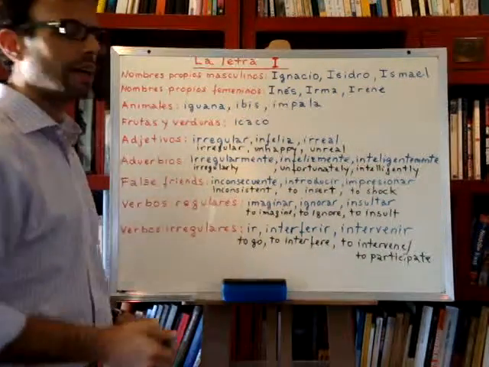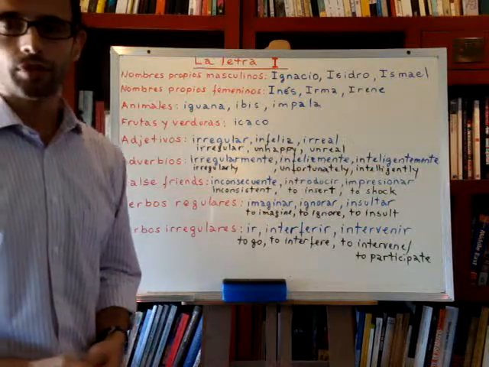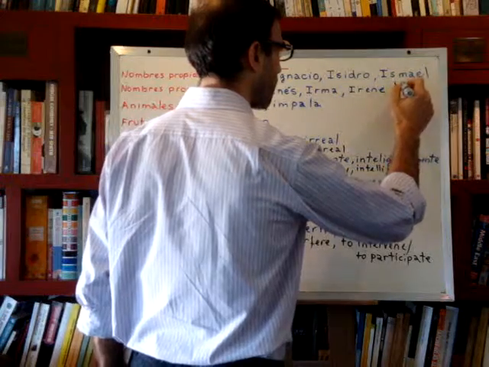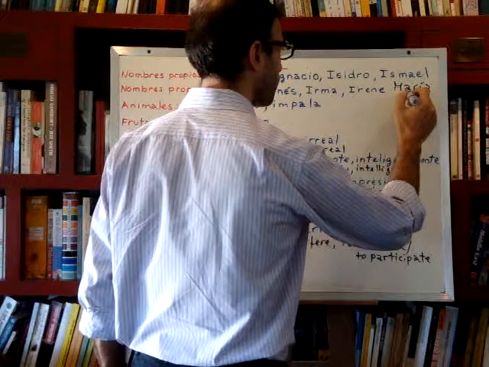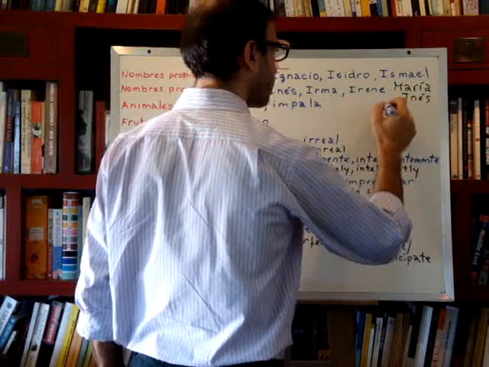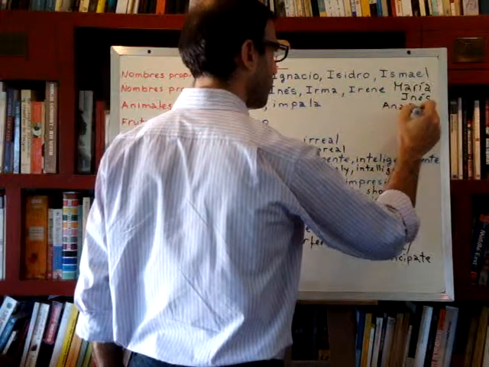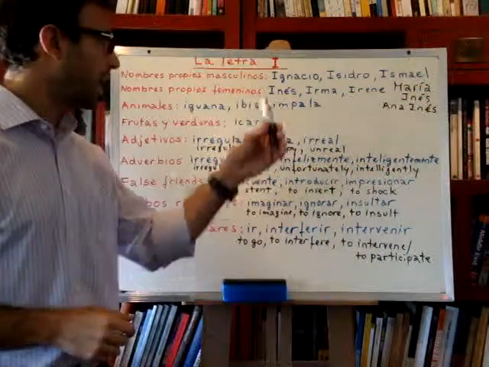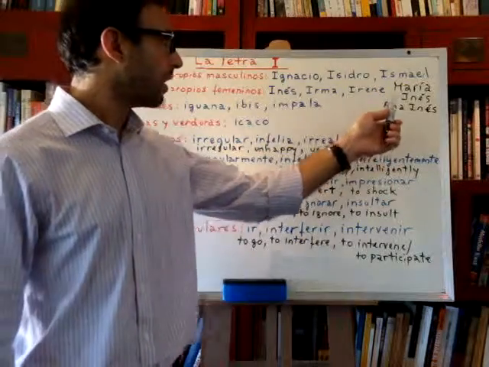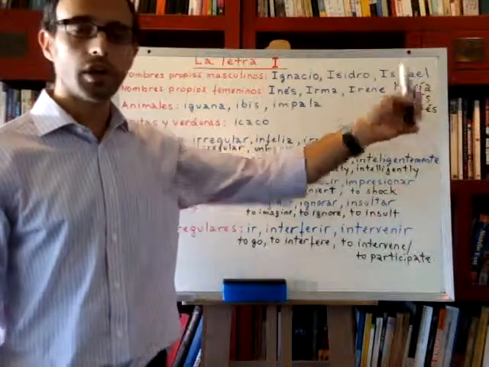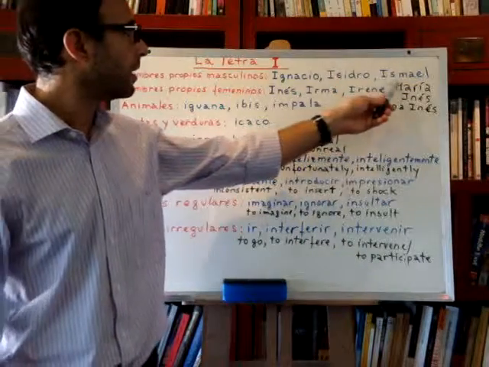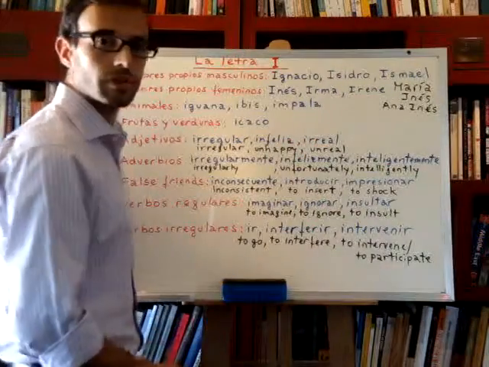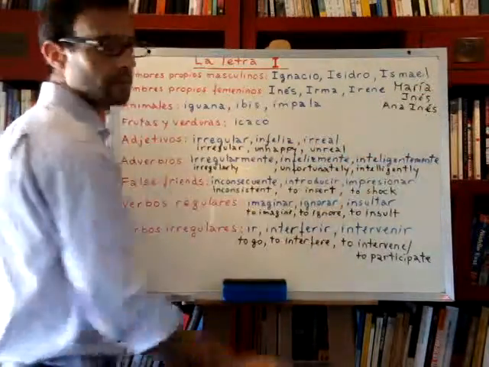El nombre Inés generalmente va acompañado de otro nombre más. Por ejemplo, María Inés o Ana Inés. What I just said in Spanish is the name Inés usually is accompanied or goes together with another Spanish name, right? It can be María or Ana. So we usually see María Inés or Ana Inés, right?